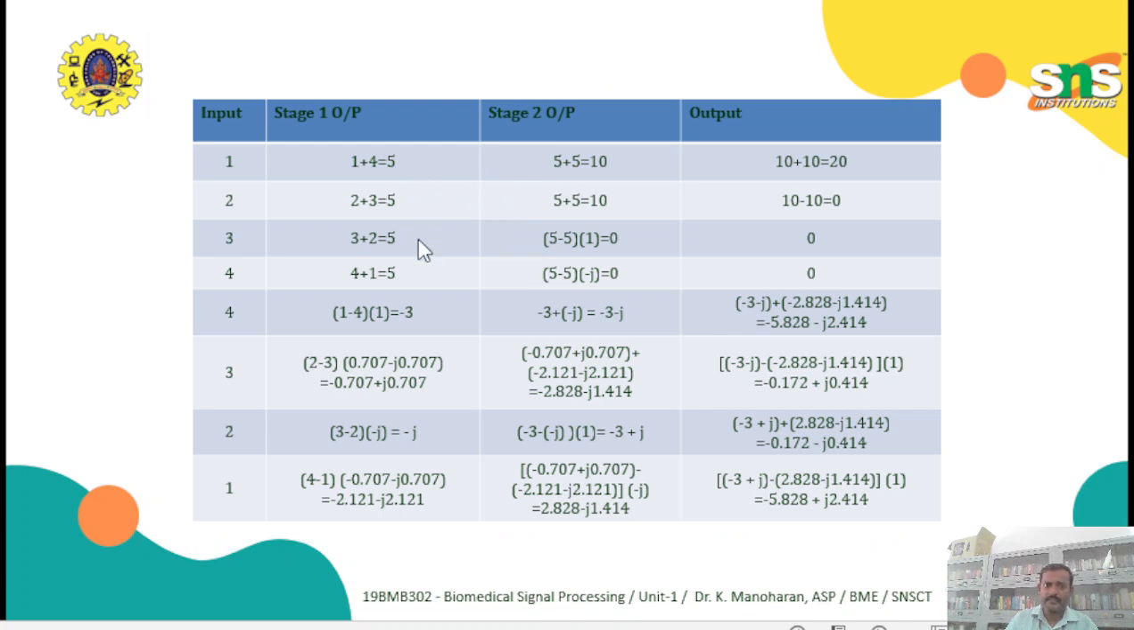So this is 5 and this is also 5. So 5 plus 5 is 10. For the down leaf, first perform 5 minus 5 and multiply with 1. So 5 minus 5 is 0. 0 into 1 is 0 here.